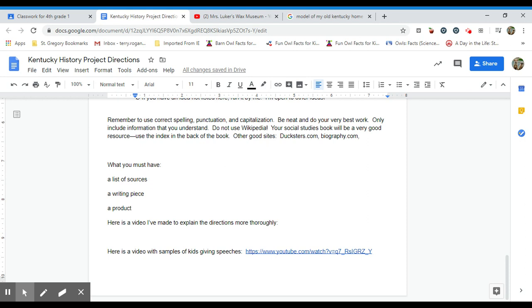You have to have a writing piece. So if you're going to do a speech, your writing piece is your speech. And then your product, if you're going to do a speech, the product is you dressed up as your person. If you do a model, you're going to have to do a little research about it too. So you're going to have a list of sources and a half page about your model. That's going to be your writing piece. And your product is going to be your model.